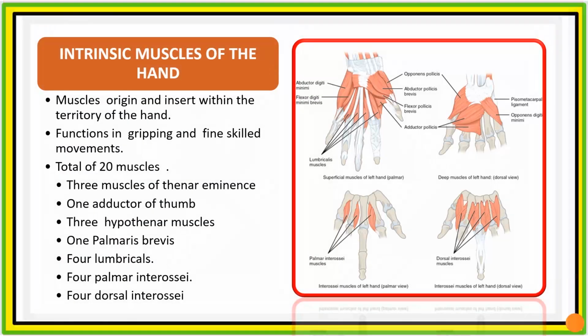In this section, we will discuss the intrinsic muscles of the hand. These are the intrinsic muscles of the hand. The intrinsic muscles of the hand are muscles that are seen in the hand, picking origin and also giving their insertion within the region of the hand. Their function is to enable gripping and fine-scaled movement in the hand. We have a total of 20 of them.